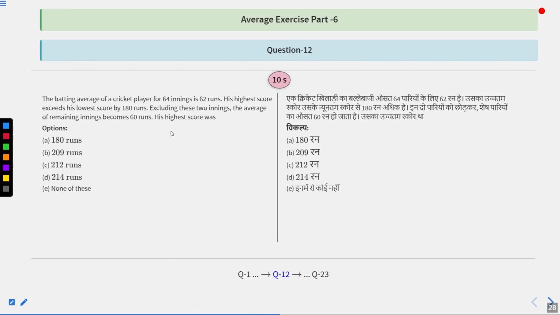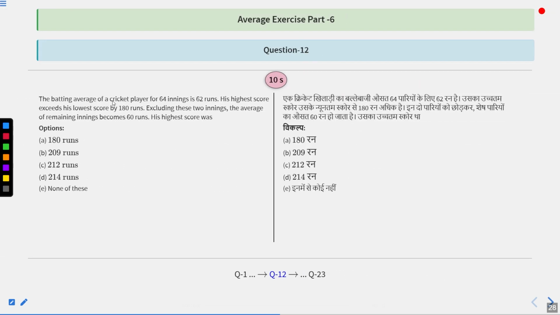Next one. The batting average of a cricket player for 64 innings is 62 runs. His highest score exceeds his lowest score by 180 runs. Excluding these two innings, the average of the remaining innings becomes 60 runs. His highest score was? You have 5 options and 10 seconds to analyze the question. Your time starts now.